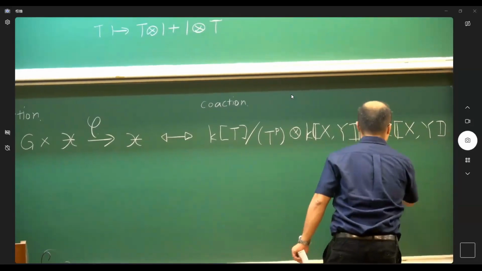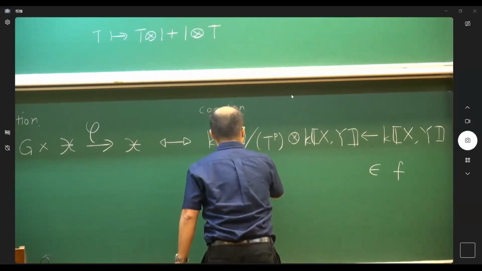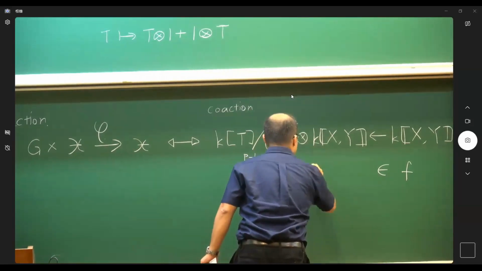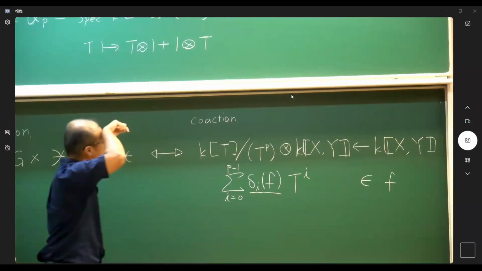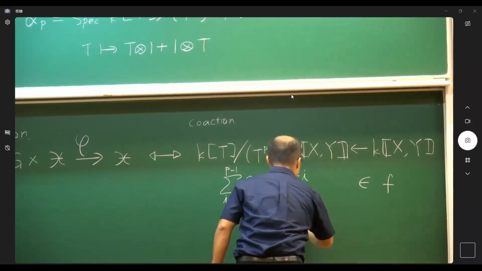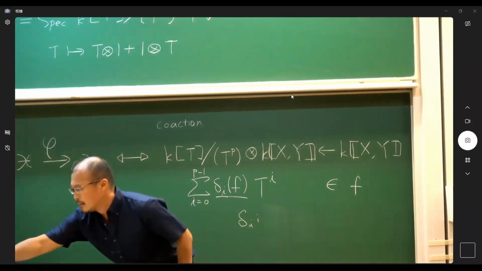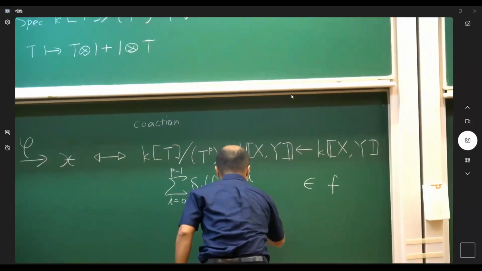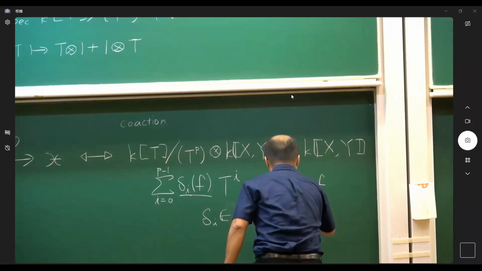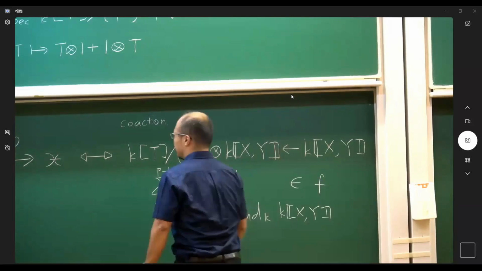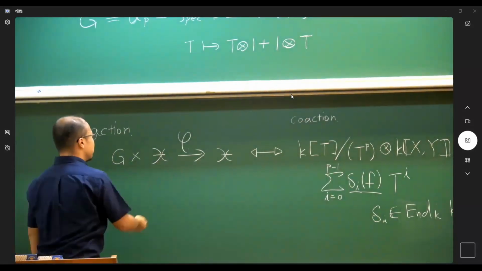So we take an element f, then this maps to the sum of delta i of f times t to the power i, and each delta i is a k-linear endomorphism. These satisfy certain conditions, and the conditions come from this action.